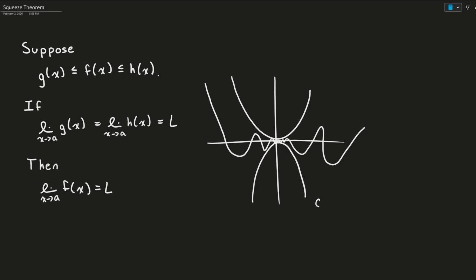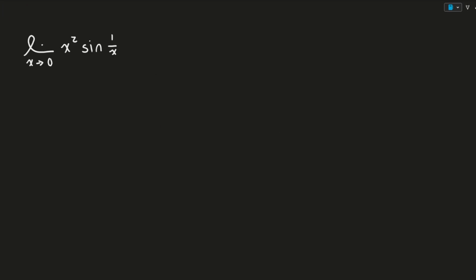We have this lower function g and this upper function h, and this middle function f. Maybe we're trying to determine the limit as x approaches 0 of f, but maybe that's really difficult just using algebra. So we squeeze it between these two simpler functions that just look like parabolas, and we evaluate the limits of these at 0. If they're equal, then we know the limit of f is as well.